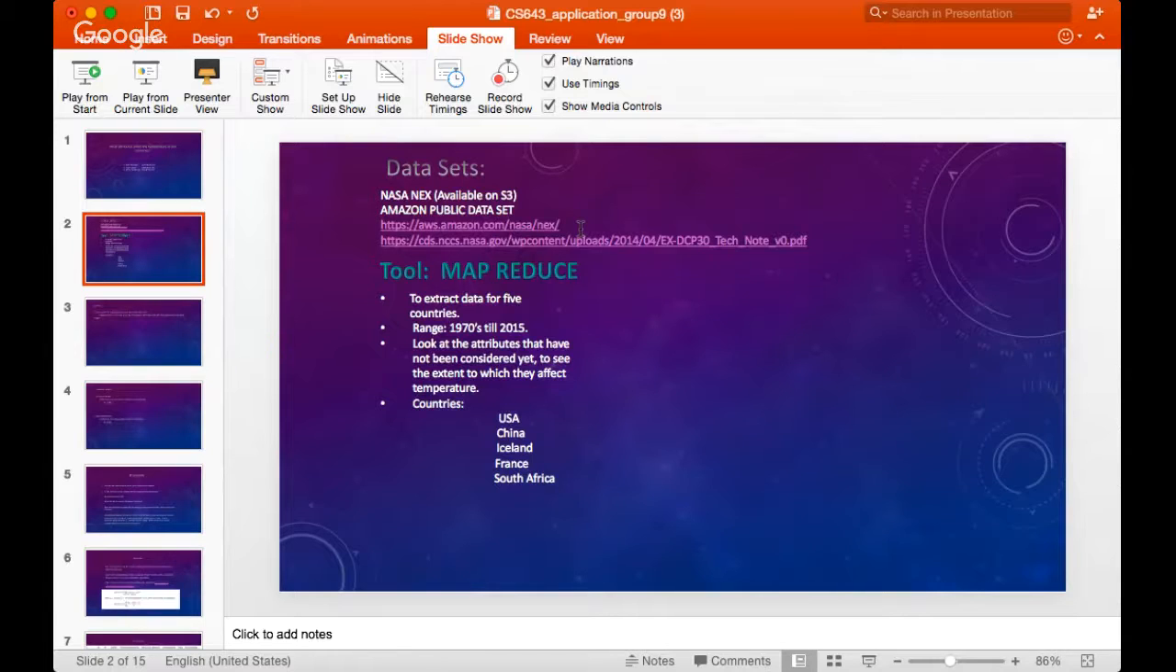We extracted the data from five countries: USA, China, Iceland, France, and South Africa. We looked at those attributes, and the range of years was from 1970 to 2015.